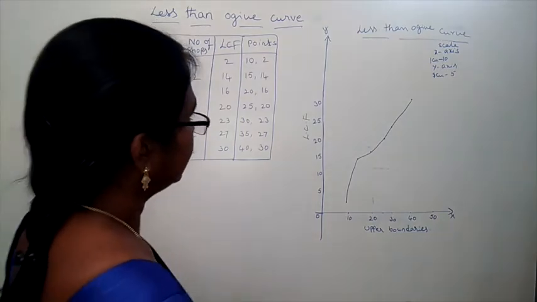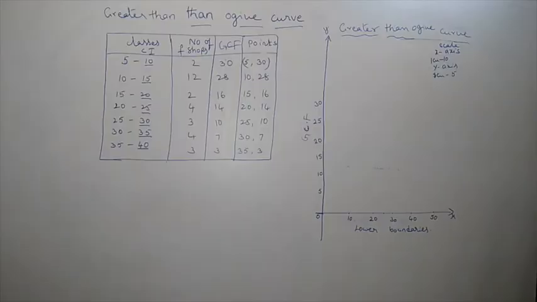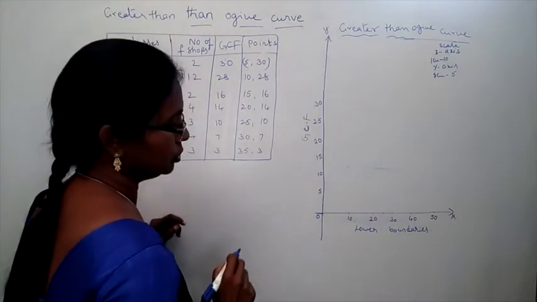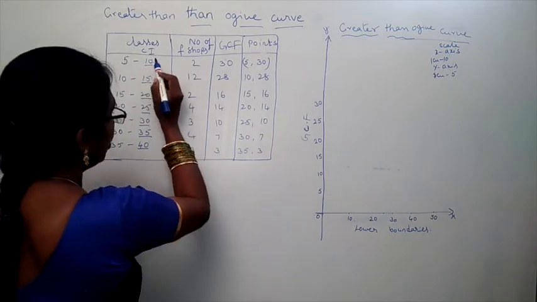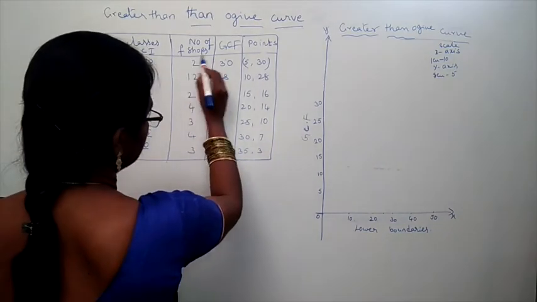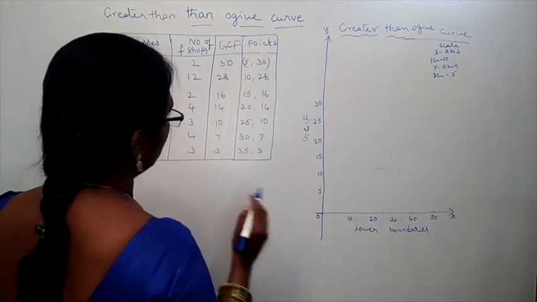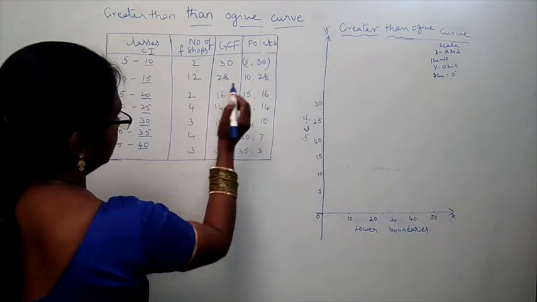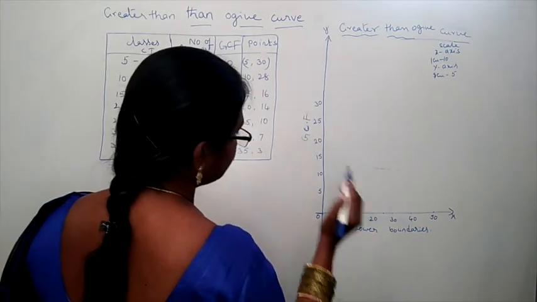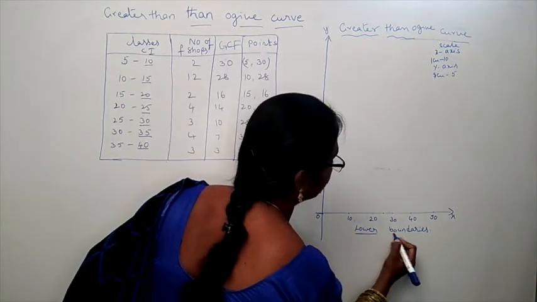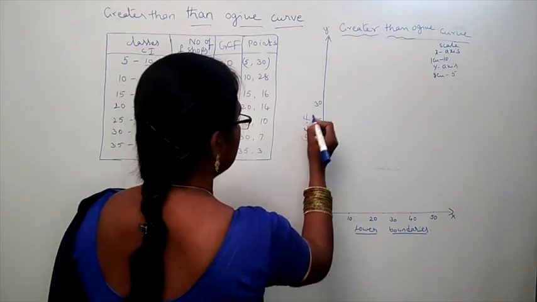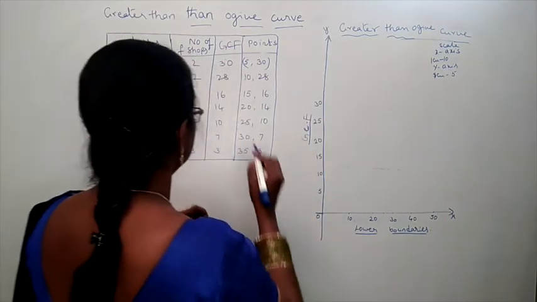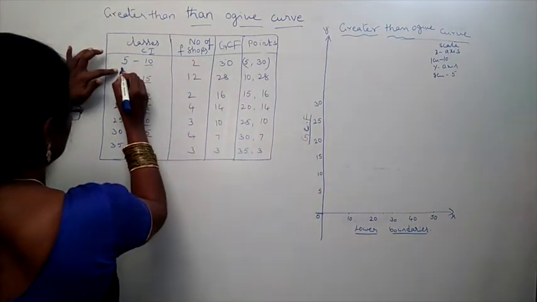Next one, the greater than Ogive curve. Now, how to draw the greater than Ogive curve? What are the columns? Class interval, frequency, GCF, points. Already we did class interval, frequency, GCF. Now, points. Then on the x-axis, what do we have to take? Lower boundaries. On the x-axis, lower boundaries, and on the y-axis, GCF.